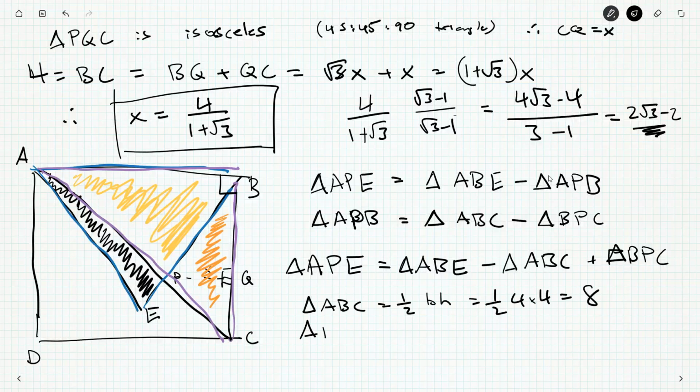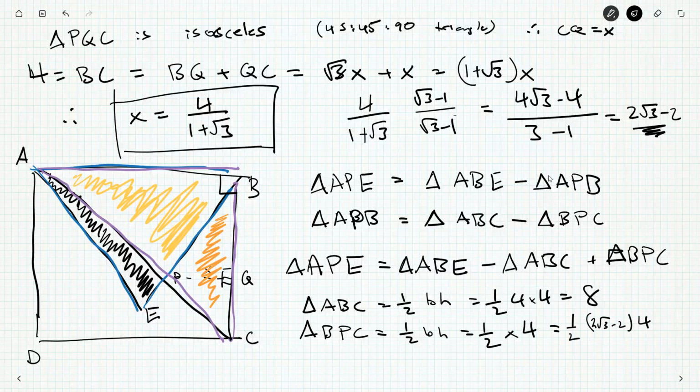Now, BPC, 1/2 base times height, well, that's going to be 1/2 x times 4. And that's going to be 1/2 times 2 root 3 minus 2, times 4. The 2's will cancel out, so we'll get 4 root 3 minus 4. That's that area. Okay. Just making sure I calculated that all out.